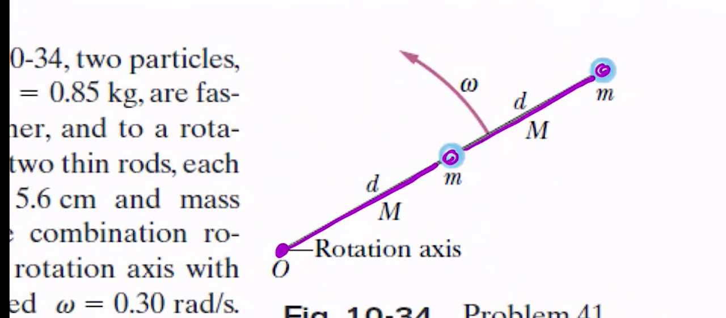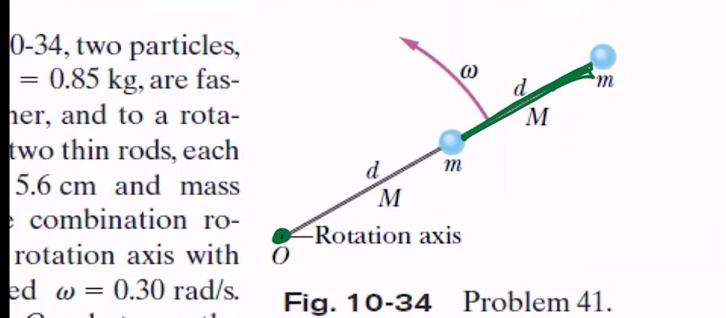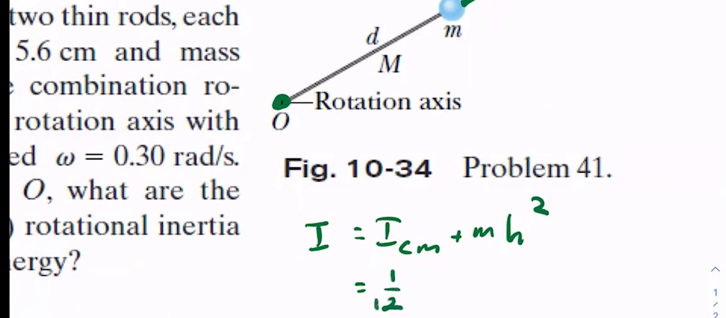The rotational inertia of rod 2. Rod 2 is out here. The pivot point is way over there. So how I'm going to deal with this is use the parallel axis theorem. The parallel axis theorem says the rotational inertia of that object is equal to the rotational inertia about its center of mass plus some offset value. I know the rotational inertia of the center of mass is equal to 1/12 md squared plus some offset value. And the offset value is going to be mh squared, where h is the distance from the center of mass to the point of rotation.